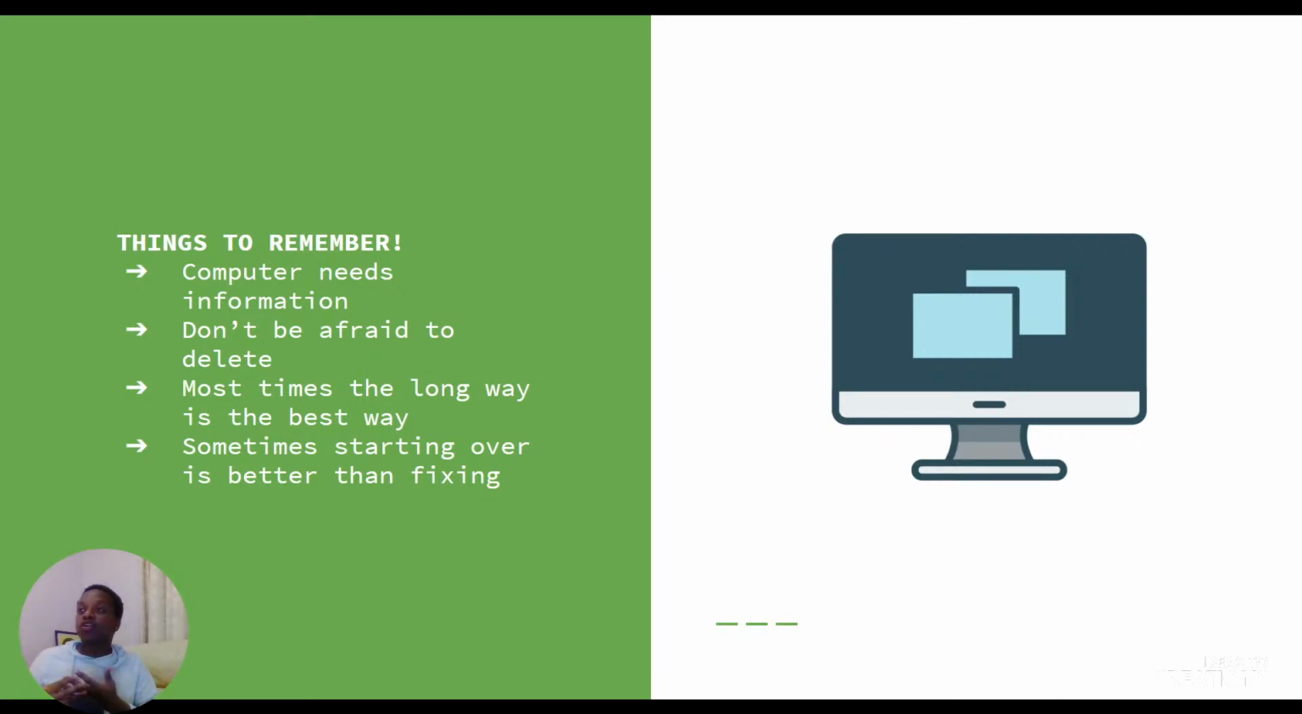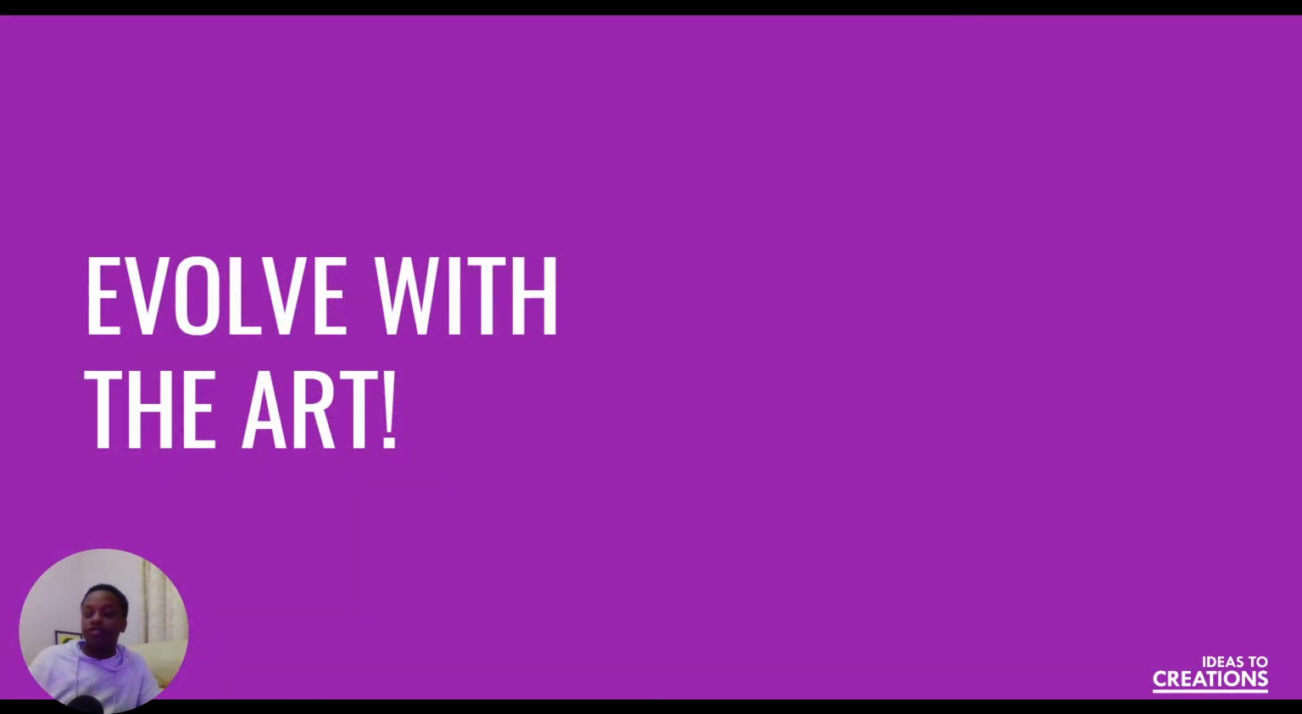So as you're working with a comp, don't be afraid to delete stuff. If it's not working, just delete and put something else. Most of the times, the long way is the best way to do it, and sometimes starting over from scratch is better than struggling to fix it. You made a mistake, just start again, as opposed to trying to look for plugins or some sneaky way to fix what you've done. So I think the big takeaway here is make sure you're evolving with the art.